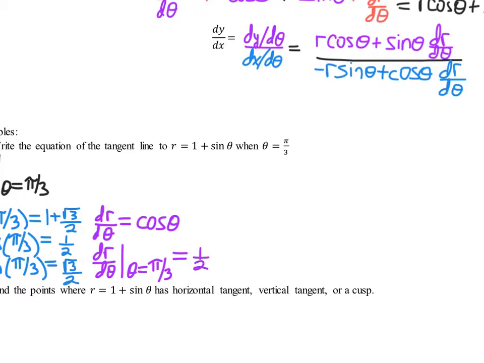Those are the ingredients for the slope of my tangent line. So I have my formula. R, well, it's not as nice as it could be, but 1 plus root 3 over 2. Cosine theta, 1/2. Plus sine of theta, radical 3 over 2, times dr d theta, which is 1/2.